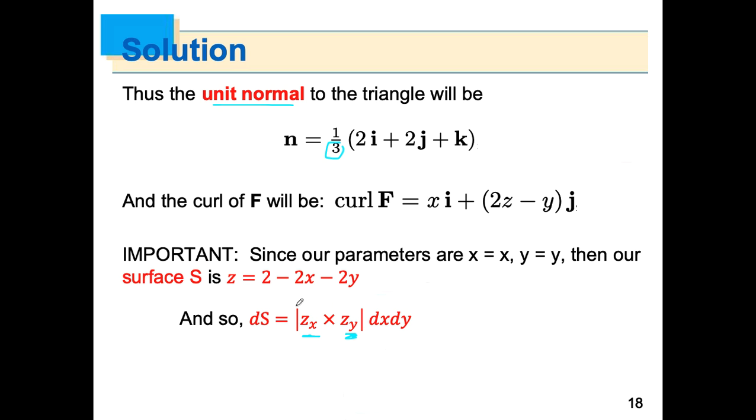And again, I invite you to pause the video, find the partial of this with respect to x, then the partial of this with respect to y, cross product them, and you should end up with 3 in this case after you take the magnitude.